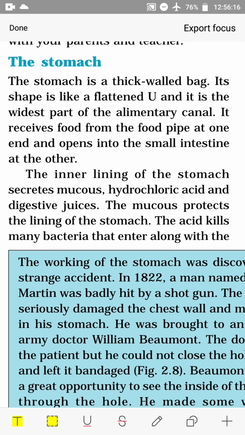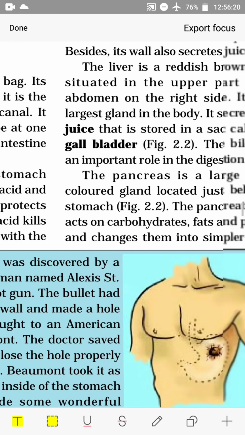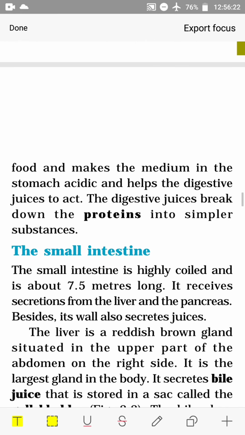Now, what is the function of the acid? Acid kills many bacteria that enter along with the food and makes the medium in the stomach acidic and helps the digestive juices to act. The digestive juices break down proteins into simpler substances.